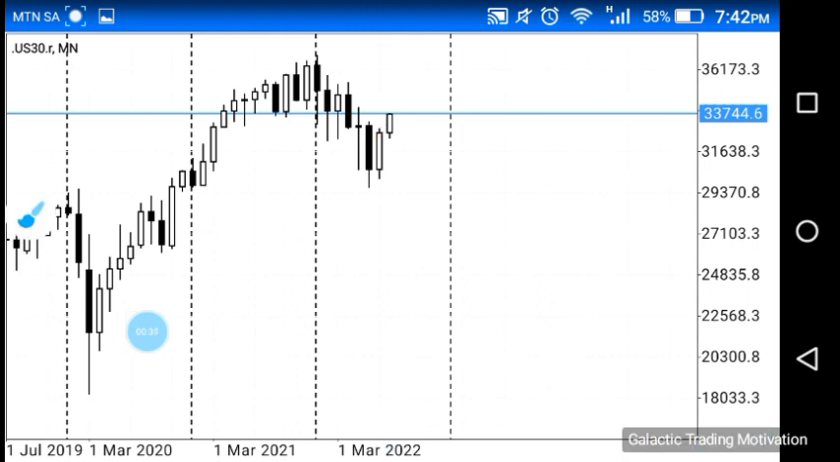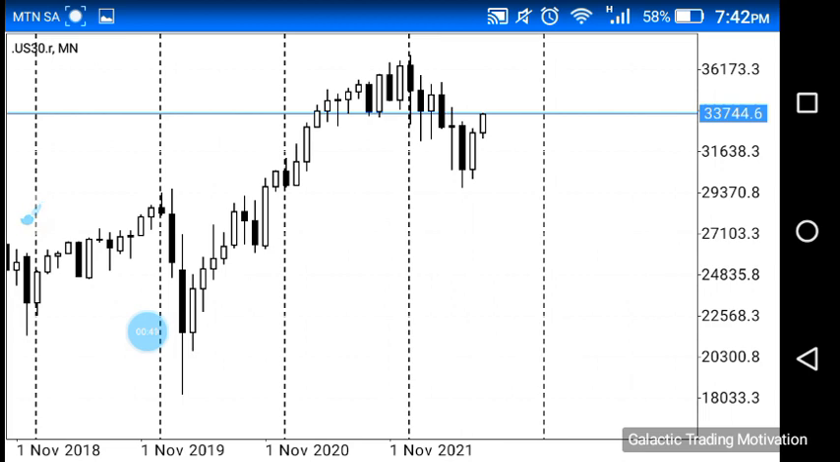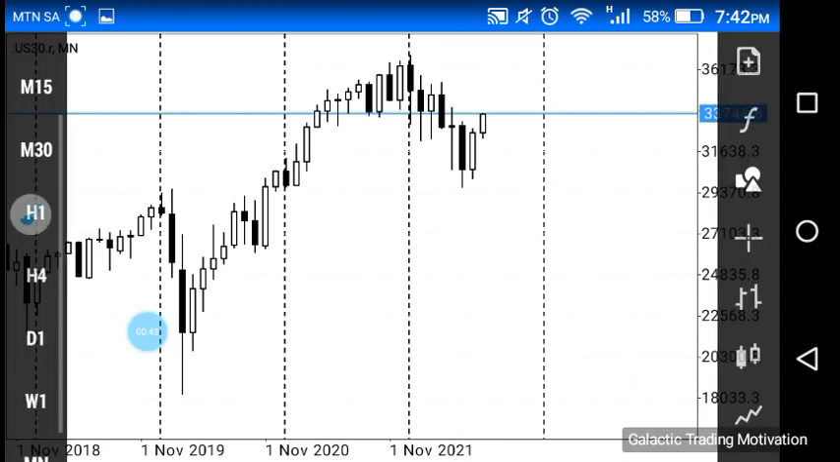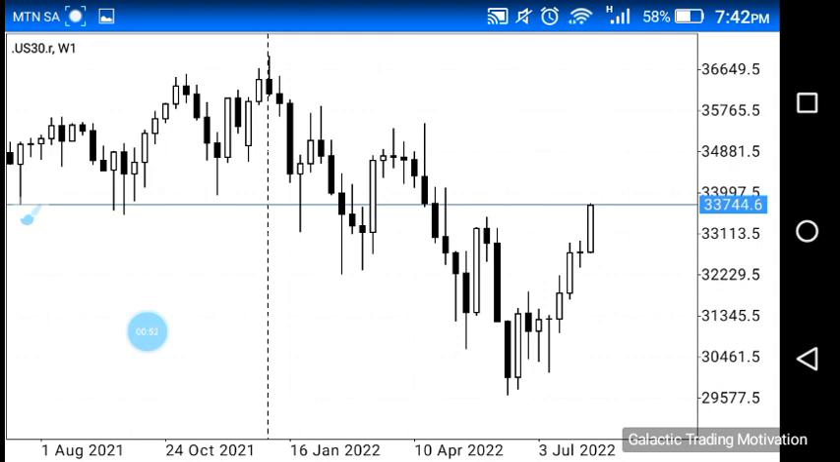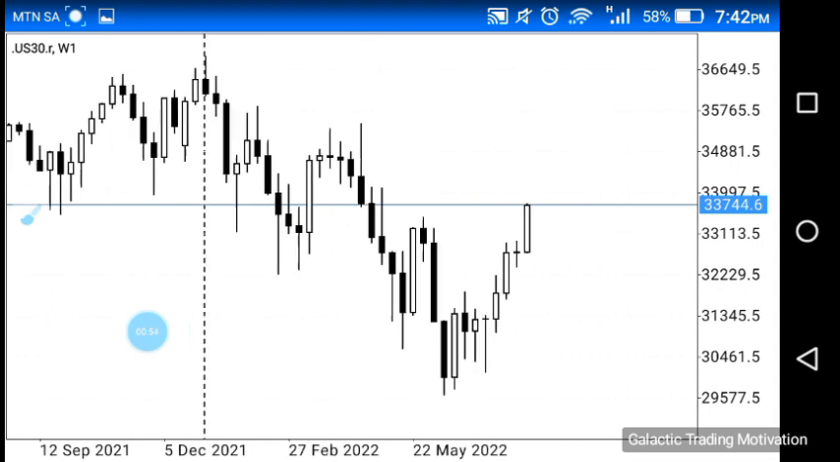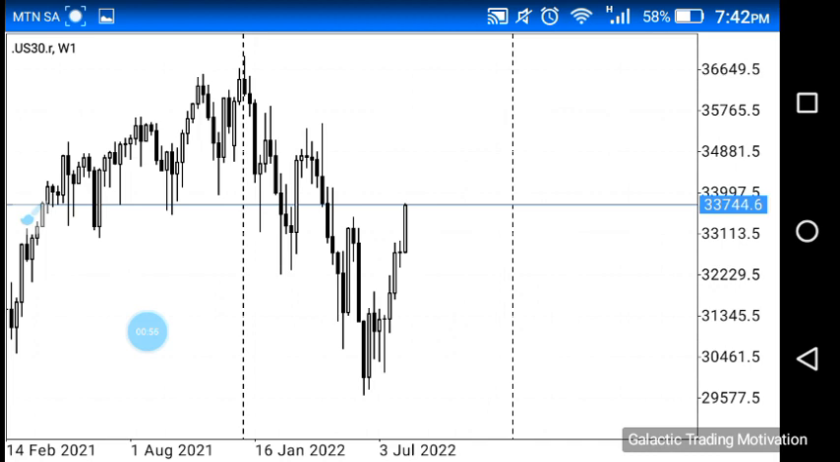Nonetheless, I'm just going to head to the weekly chart from here, because I don't see anything of interest on this particular chart. So yeah, here we are on the weekly chart. So what do we see on this chart that we should be paying attention to?